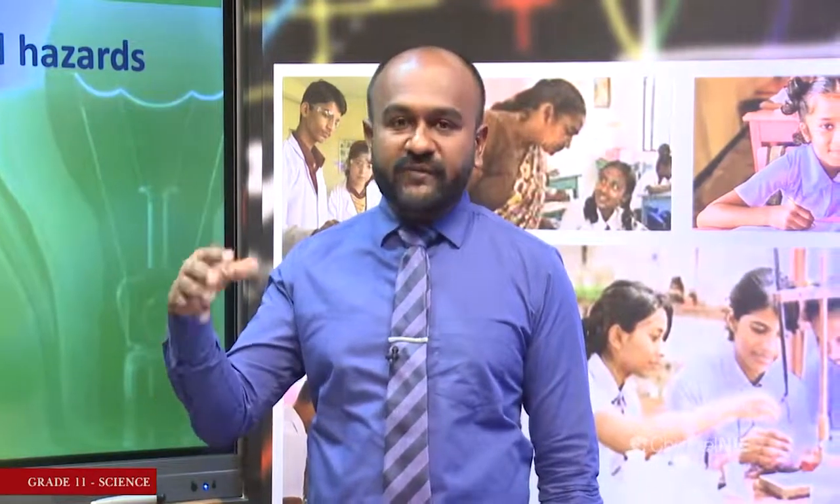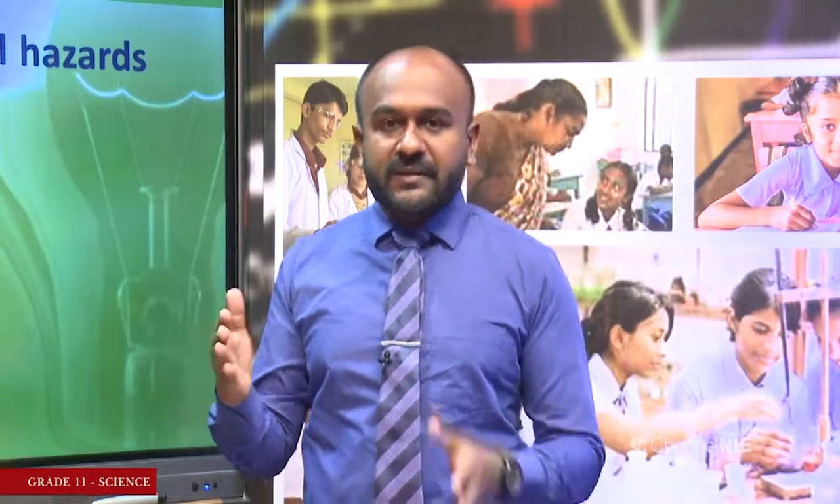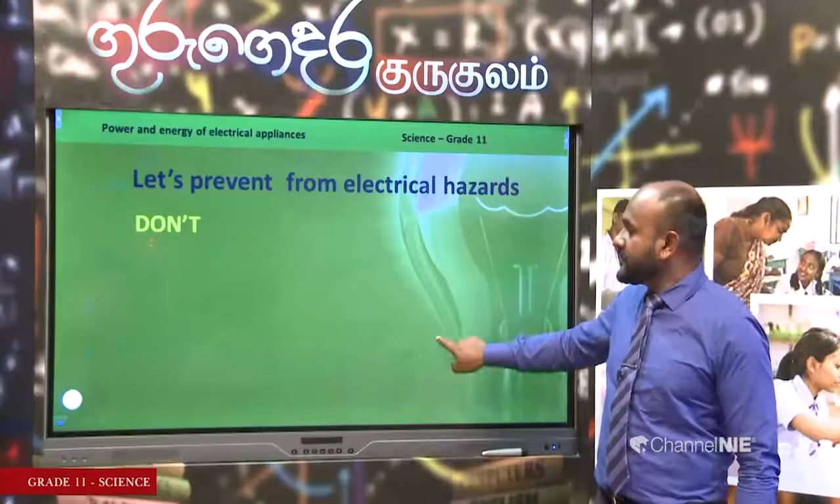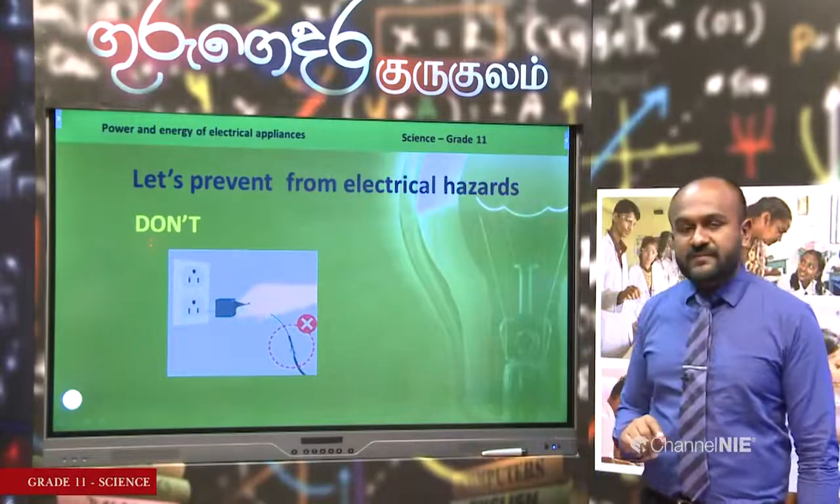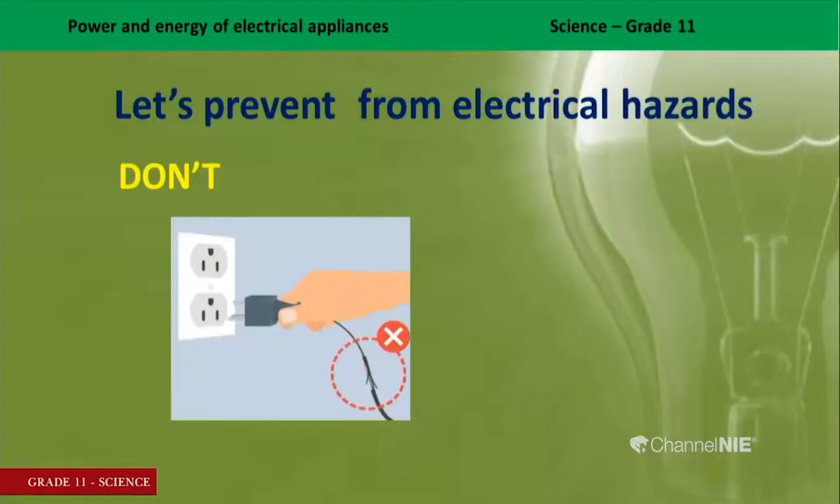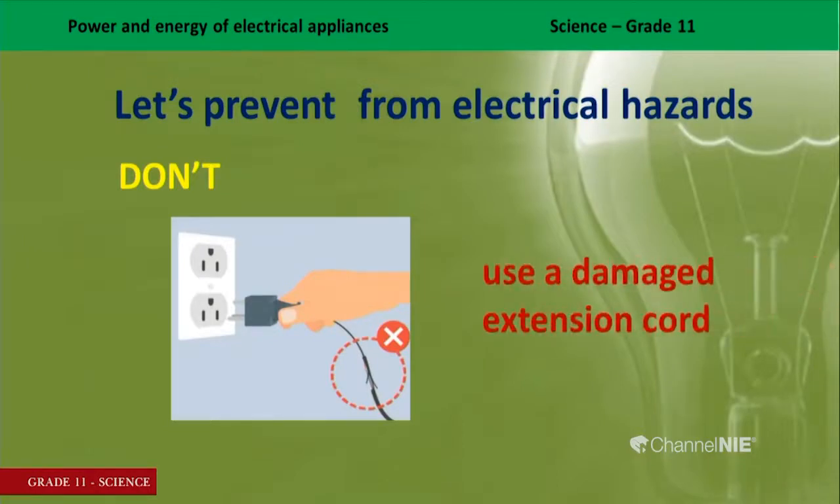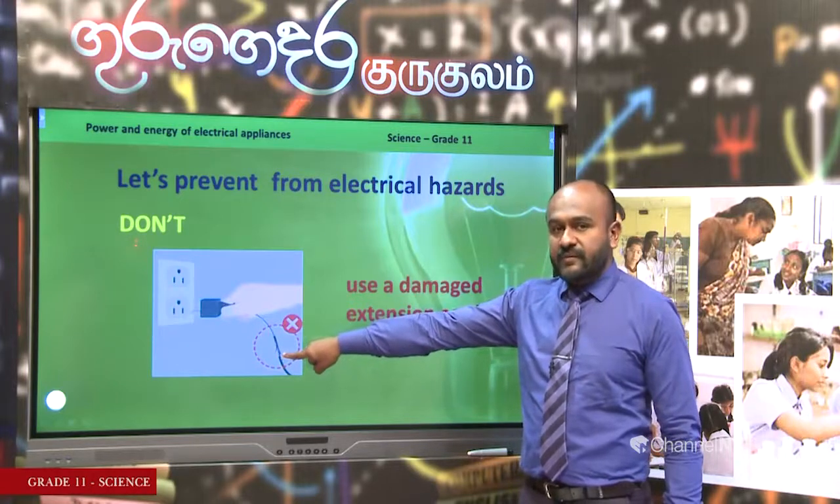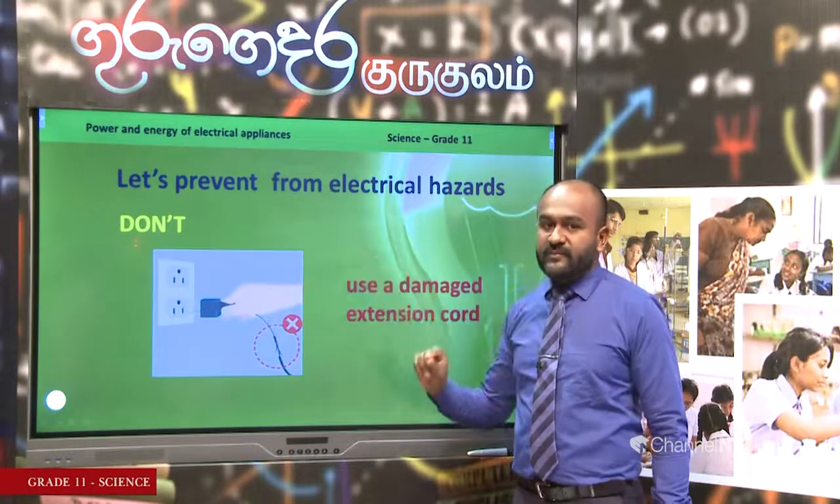Still we are learning how to prevent electrical hazards. We learn the things that we should do to prevent this type of electrical hazards. Already you know there are things that we should not do. Let us see what they are. What do you see in the picture? Yeah, I am going to show you what is in the picture, but before that, can you guess what it is? This is something that you should not do. Use a damaged extension cord. You can see that is a damaged extension cord. You should not use that type of cords when you connect a device to the supply.